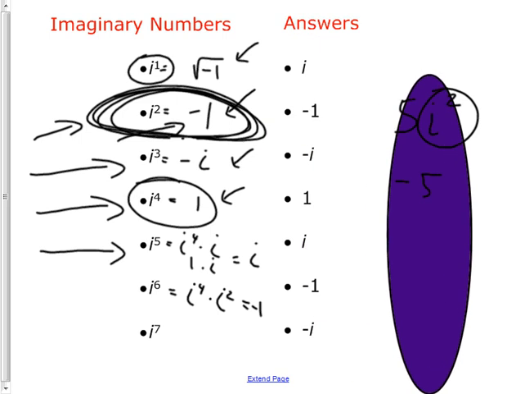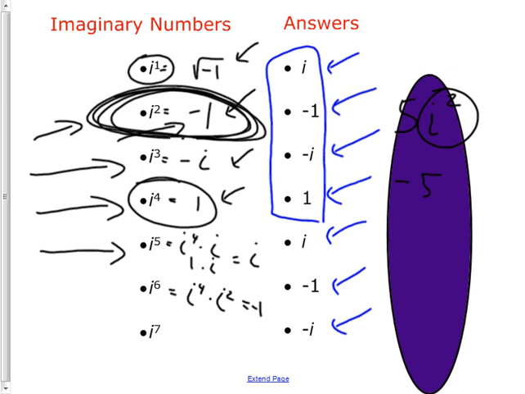All right, so we'll have a few questions like this for you. If you just look at the pattern part of it: i, negative 1, negative i, 1. i, negative 1, negative i, and take a wild guess what the next one would be. You getting the pattern? These four numbers get repeated over and over again. So what's i to the eighth?